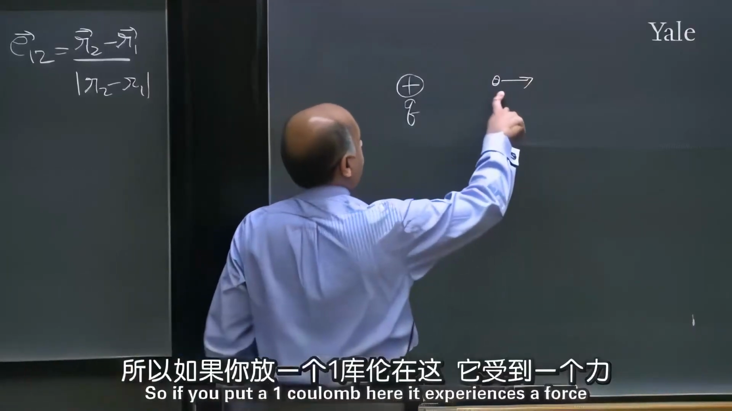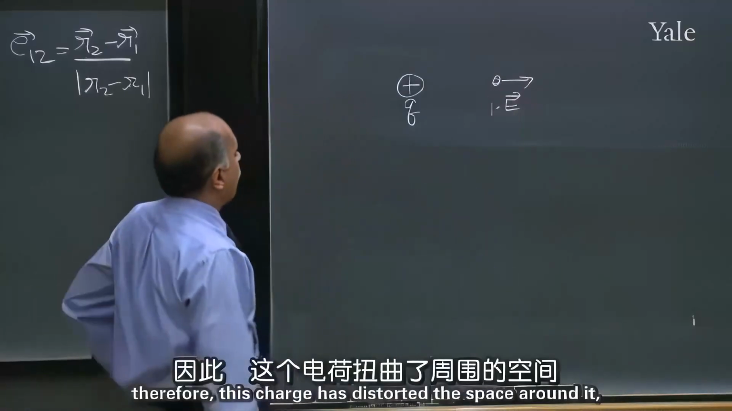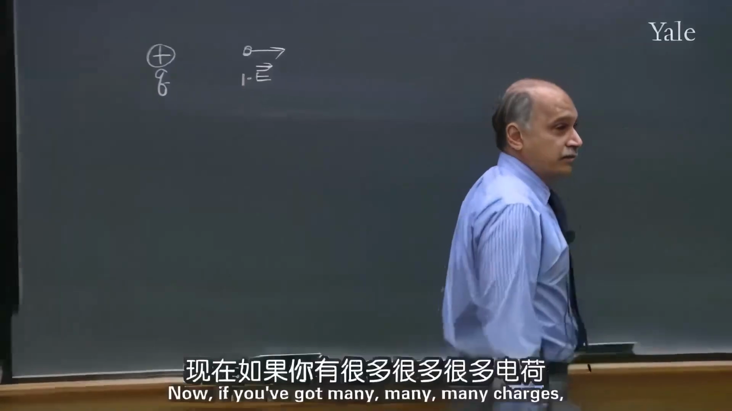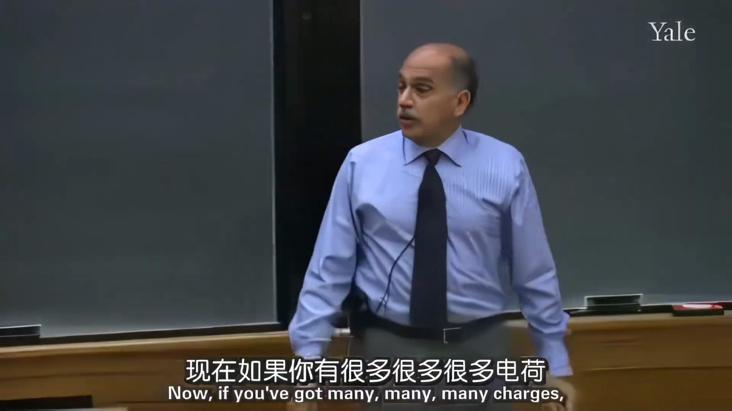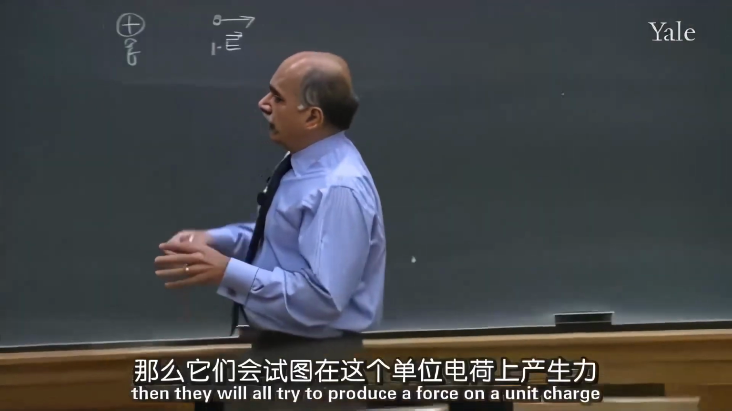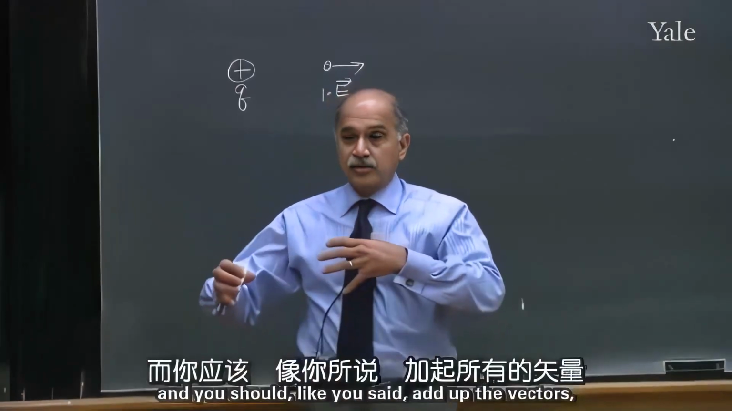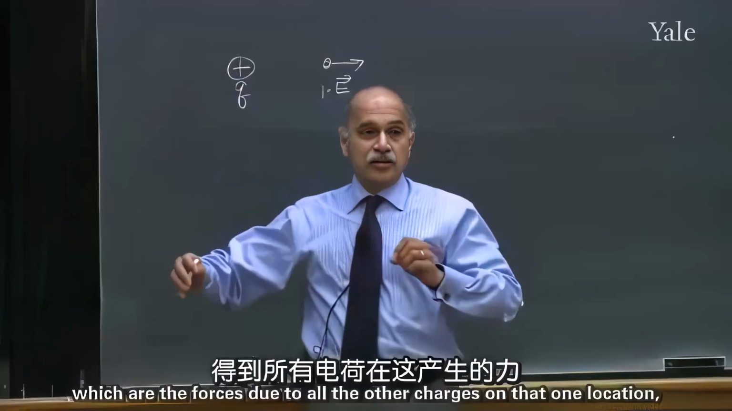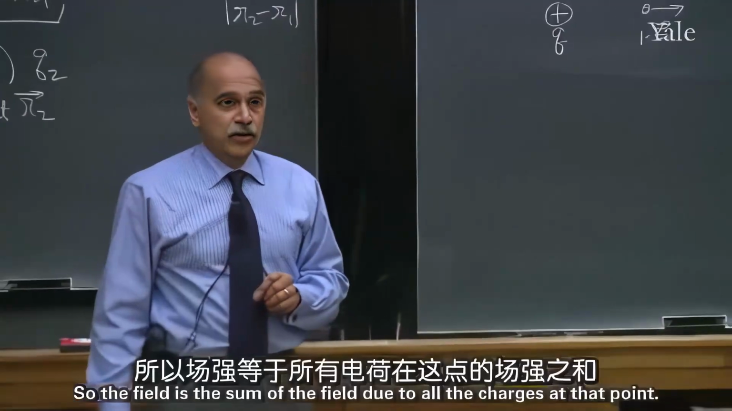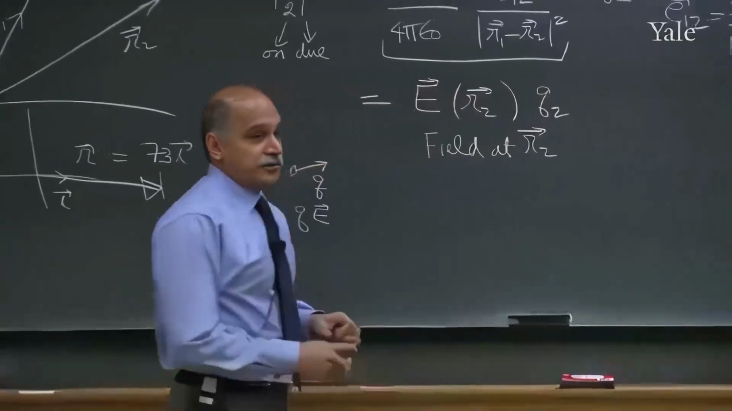So if I put a 1 coulomb here, it experiences a force which is 1 times the field at that point. Therefore, this charge has distorted the space around it, in fact, everywhere. Now, if you've got many, many charges, then they will all try to produce a force on a unit charge, and you should, like you said, add up the vectors, which are the forces due to all the other charges on a test charge at that location. So the field is the sum of the fields due to all the charges at that point.